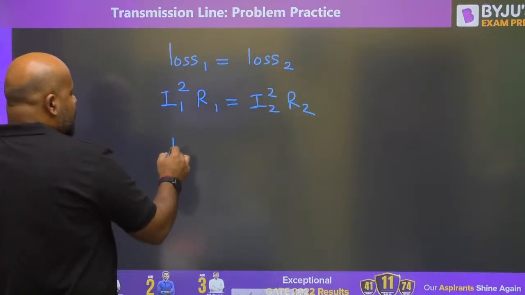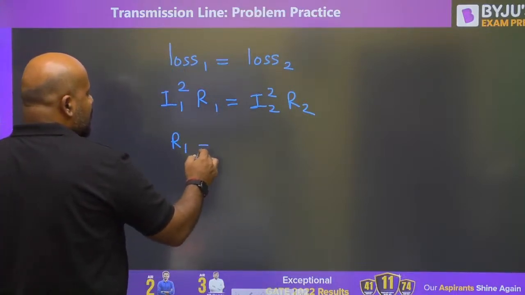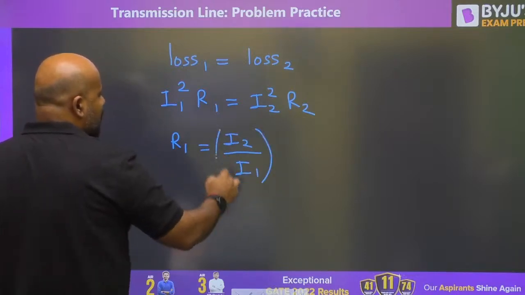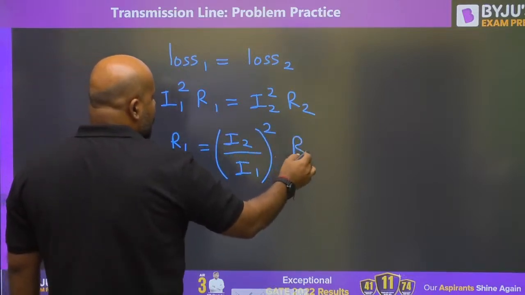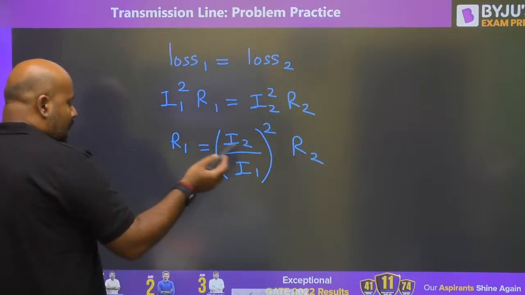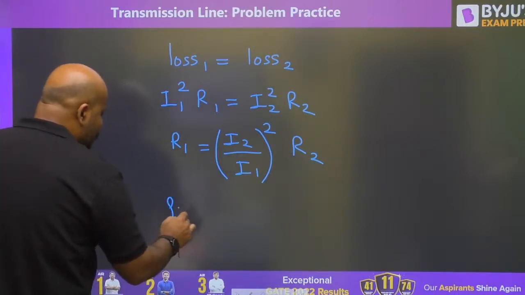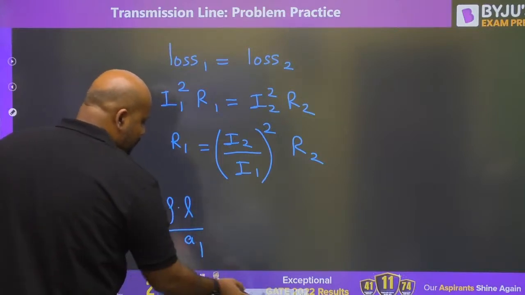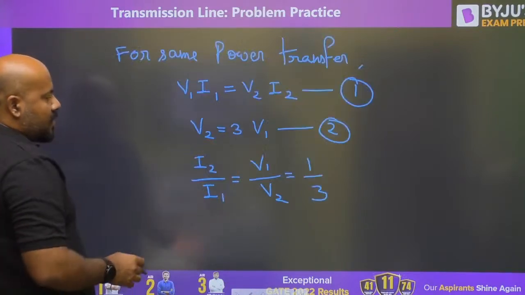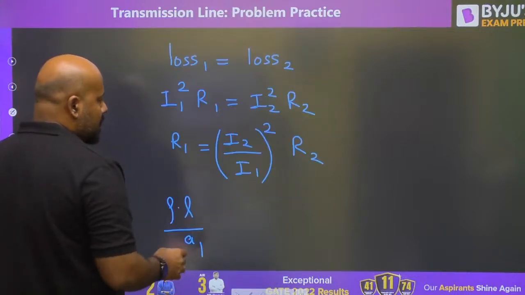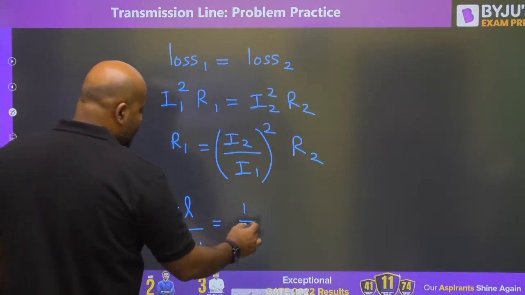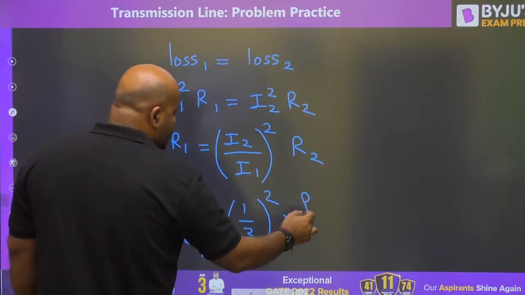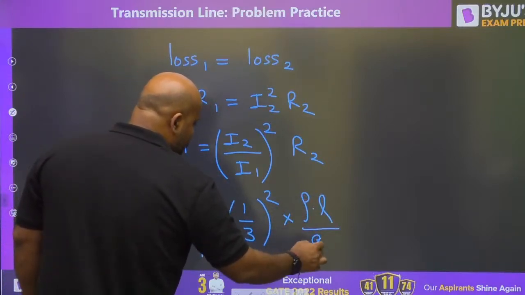So you can write R1 is equal to (I2 upon I1) square times R2. Now R1 you can write as rho L upon A1, and what is I2 upon I1? We have figured out I2 upon I1 as 1 by 3. So this is going to be (1 by 3) square, and what is R2? Rho L upon A2.